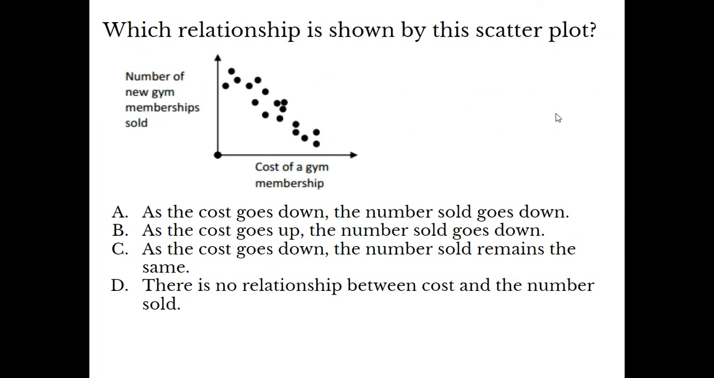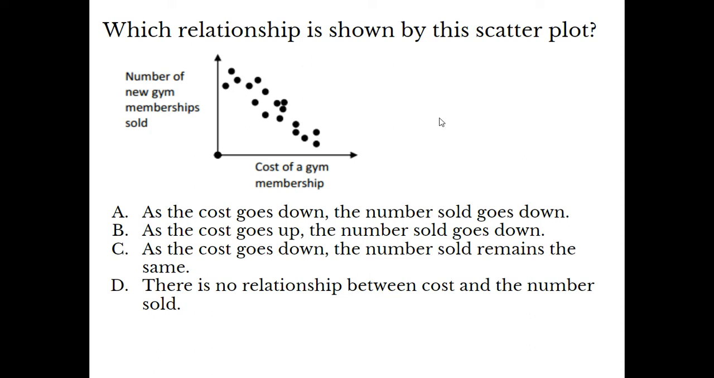On this next one, which relationship is shown by this scatter plot? So here we're comparing the cost of a gym membership to the number of new gym memberships sold. So the cost and how many they're selling. Here it's showing a negative correlation. So that means as one thing goes up, the other comes down. Always read the x-axis first. As the cost of the gym membership goes up, the new gym memberships sold goes down.